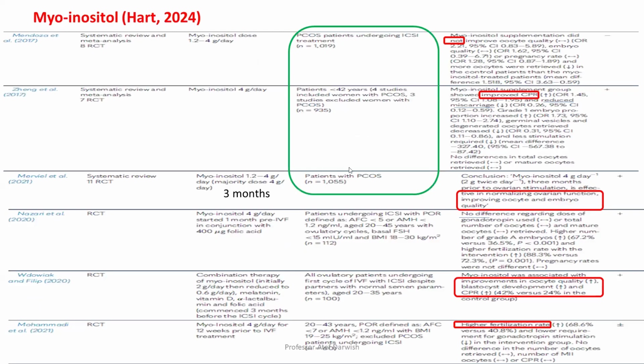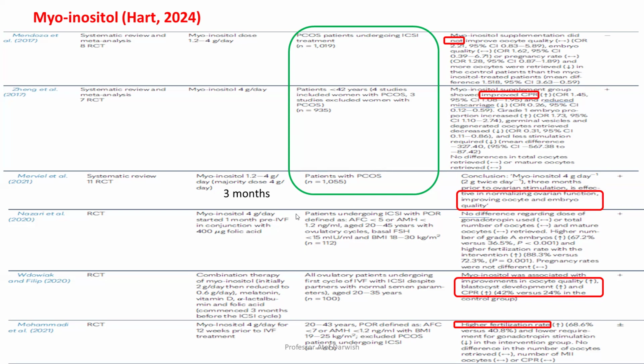And this is a recent meta-analysis of the publications on inositol in infertility and IVF-ICSI. Some studies found no improvement, some found improved clinical pregnancy rate, some found it effective in normalizing ovarian function and improving oocyte and embryo quality. Others found no difference, others found improvement in oocyte quality, blastocyst development, and clinical pregnancy rate, and others found a higher fertilization rate.